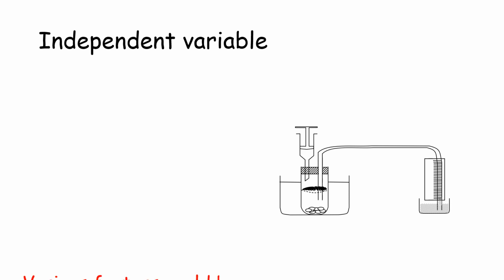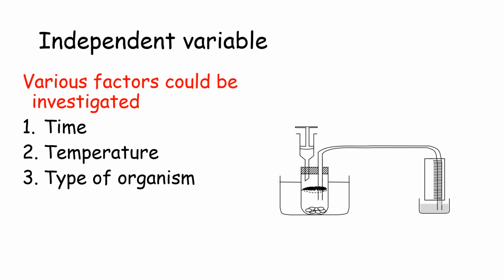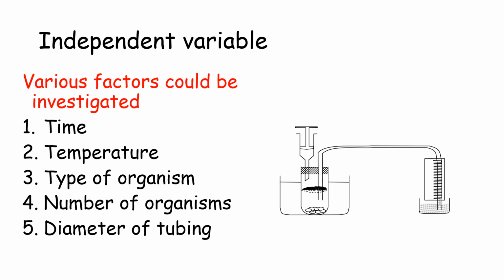Okay, so independent variable then. What is an independent variable? The way I remember it is independent variable is the thing that I am changing in the experiment. So there is only one thing that you can investigate in an experiment. Okay, so at the start of your experiment, you might want to say, right, I want to figure out how temperature will affect the respiration rate of a cricket. Or I want to decide, does the type of organism affect the respiration rate of the organism? So some of the things that you could be investigating is time, temperature, type of organism, number of organisms, or even the diameter of the tubing. Okay, so does that affect it?